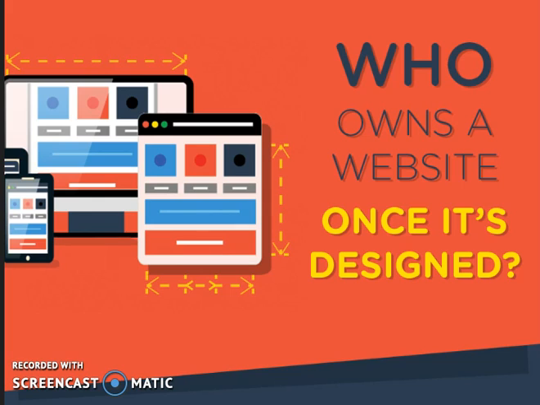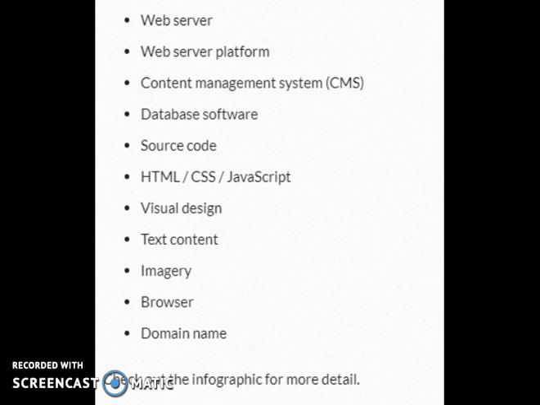You have a web server, you have a web server platform, you have a content management system that you design through, you use database software, you use source code, HTML, CSS, JavaScript, visual design, your text content, your imagery, your browser, and a domain name. All of these things are necessary when we design a website.